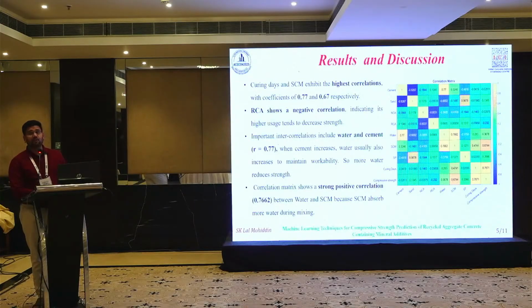Another important intercorrelation is between the water and cement ratio, where the coefficient of correlation R value is 0.77, which shows that if we increase the cement content, then automatically the water also increases to maintain the workability. So by adding more water, definitely it leads to a decrease in the compressive strength. Next one is a strong positive correlation between the water and SCM. SCM also requires more water during the mixing.